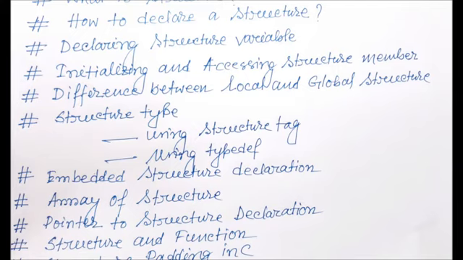And then we will move on to a new, more advanced topic: array of structure, pointer to structure declaration or pointer to structure variable. We will cover the topic pointer to structure when we cover the chapter on pointers. After that we will discuss pointer to structure variable. Then we will move on to structure and function. And more advanced topics in structure: padding in C and structure packing in C. So we will see one by one.